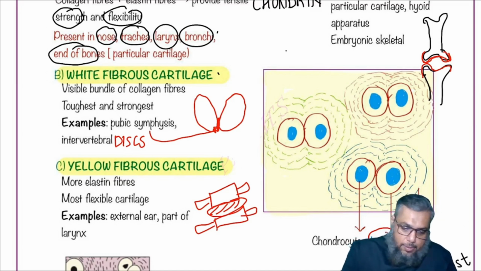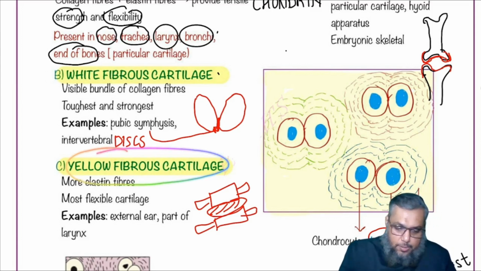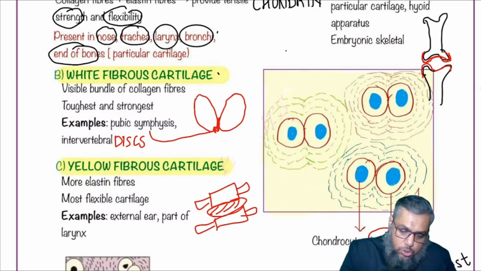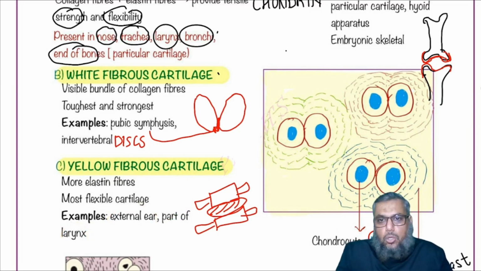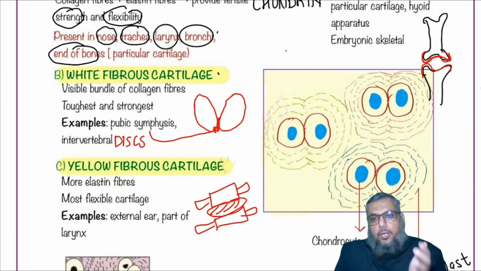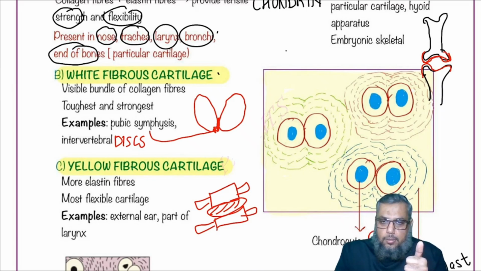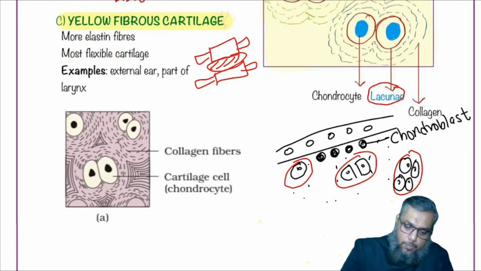The third type, that is the yellow fibrous cartilage, which is one of the most flexible ones. It is found in the external ear, that is the pinna, and also in the part of your larynx. So quickly, you should know the basic properties of a cartilage, the three different types of cartilages, and their specific positions in the human body.